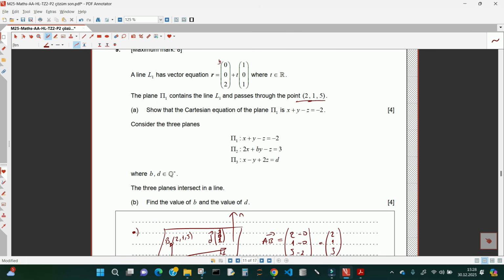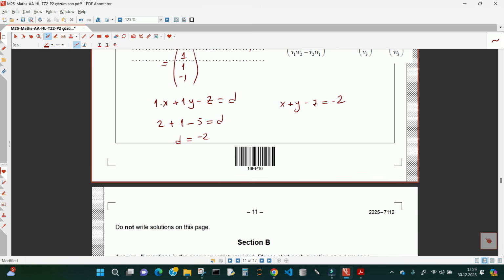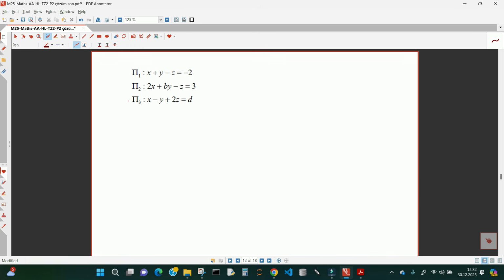Right, the second question. Consider the three planes pi sub 1, pi sub 2, and pi sub 3. The three planes intersect in a line. Find the value of b and the value of d. Yeah, so let's write these plane equations first. I would like to first add all of these equations to each other.